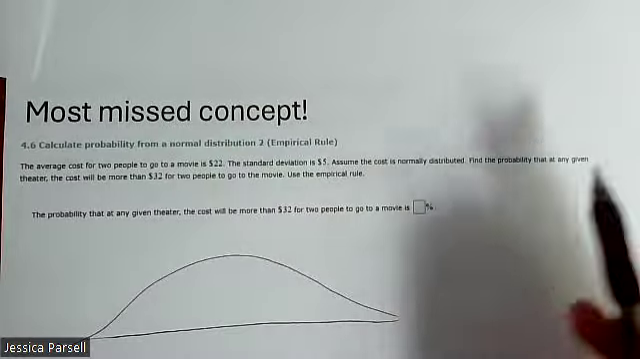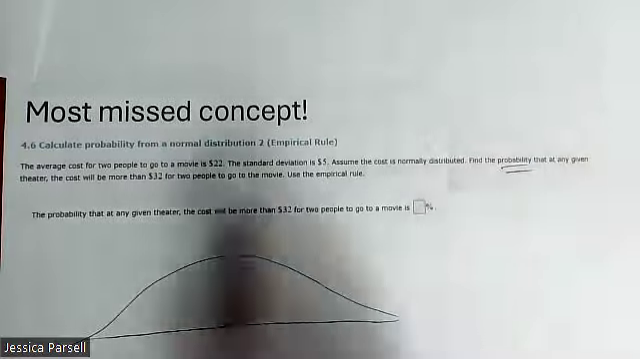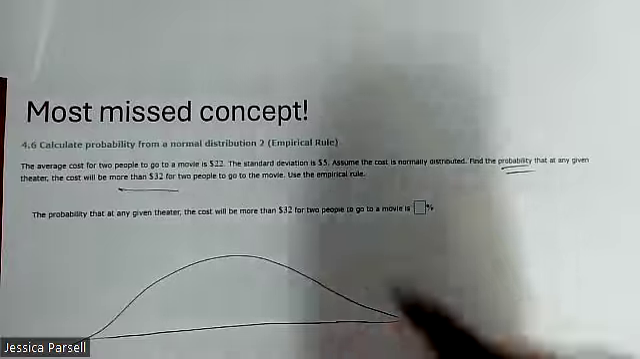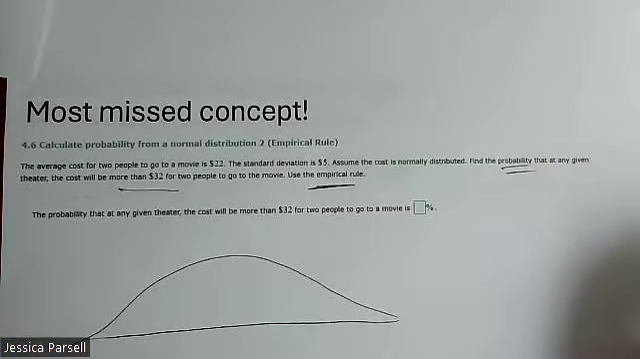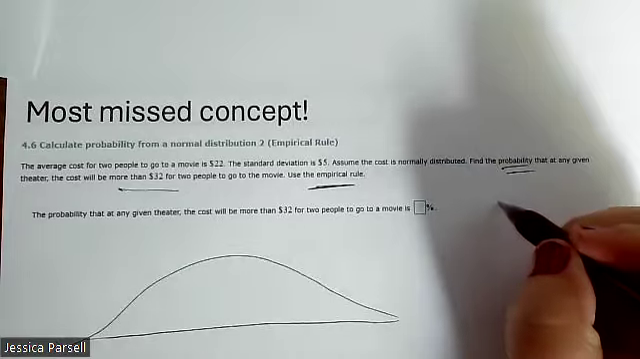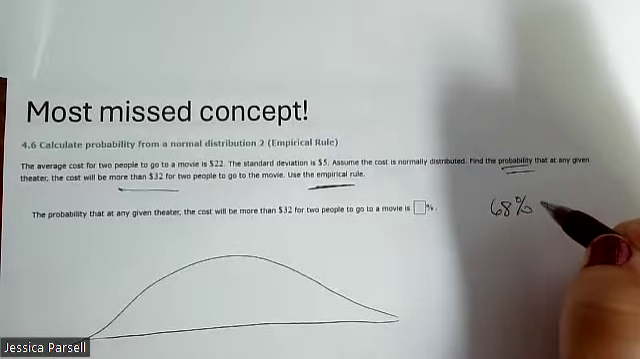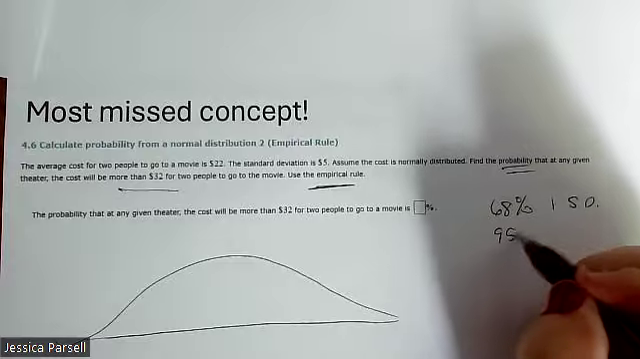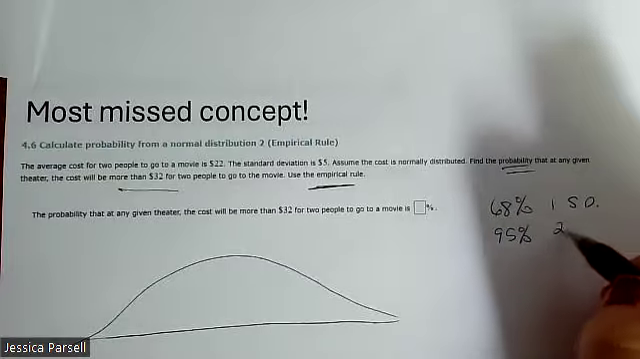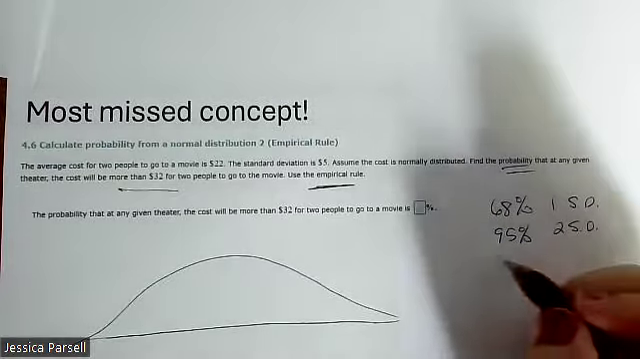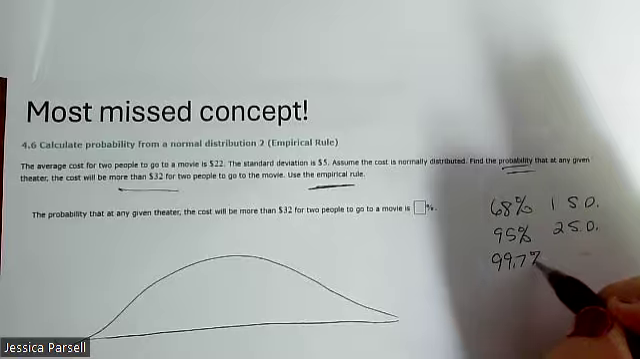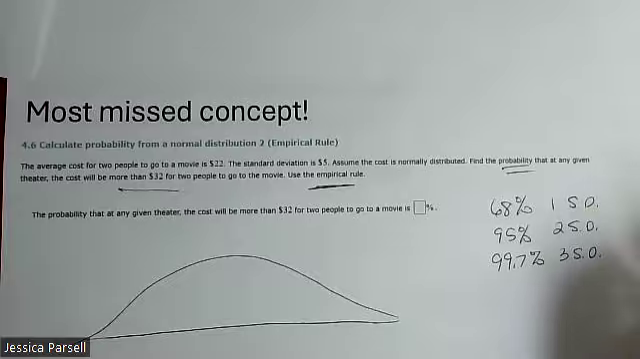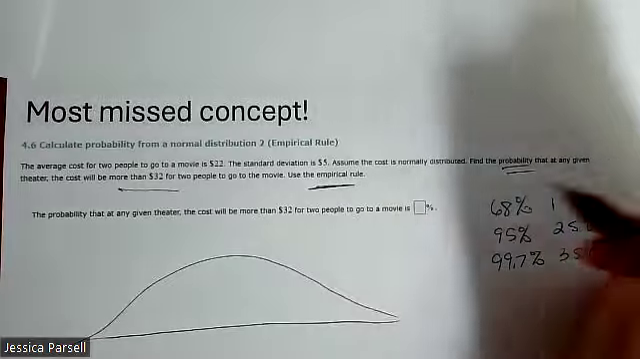Find the probability that at any given theater, the cost will be more than $32 for 2 people to go to the movies. Use the empirical rule. We know the empirical rule tells us that 68% of our data will fall within 1 standard deviation of the mean. We know 95% of data falls within 2 standard deviations of the mean, and 99.7% of the data falls within 3 standard deviations of the mean. So we're going to use this empirical rule.